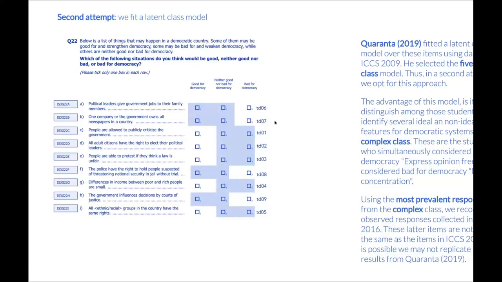So what we did then was to use the idea that this complex class exists. So that there is a set of students that above all tend to identify correctly what are the main threats to democratic systems and what are the good features for democratic systems. So we recoded the original responses following this pattern, and then we reanalyzed the data to see if we could find the similar patterns that Quaranta found in ICCS 2009.